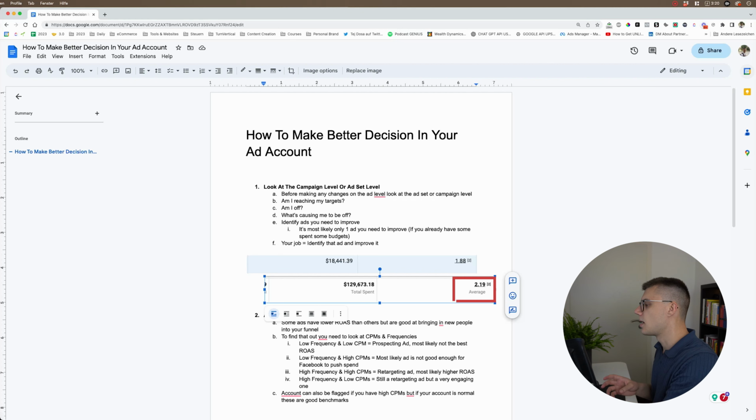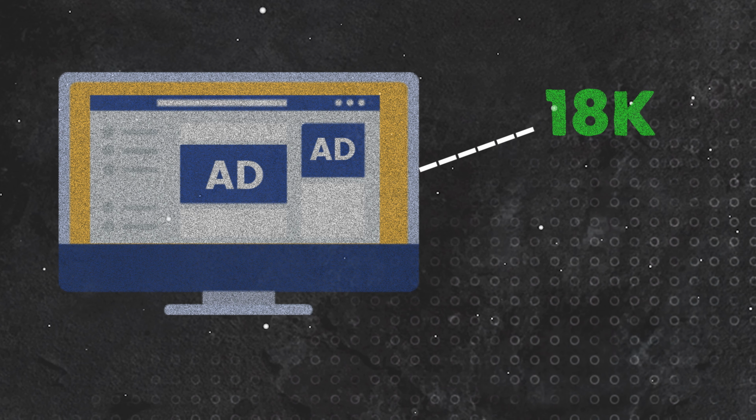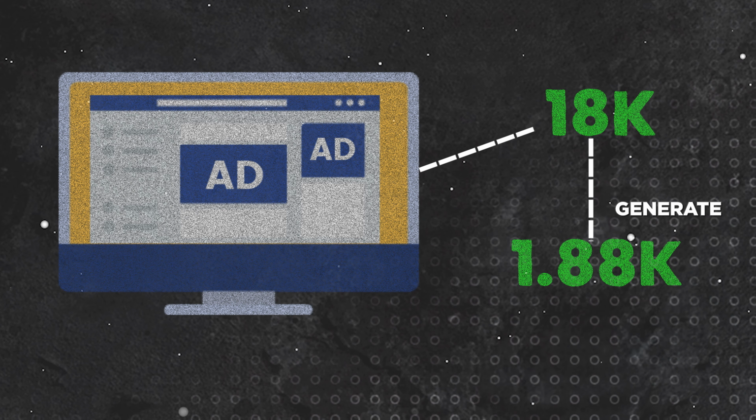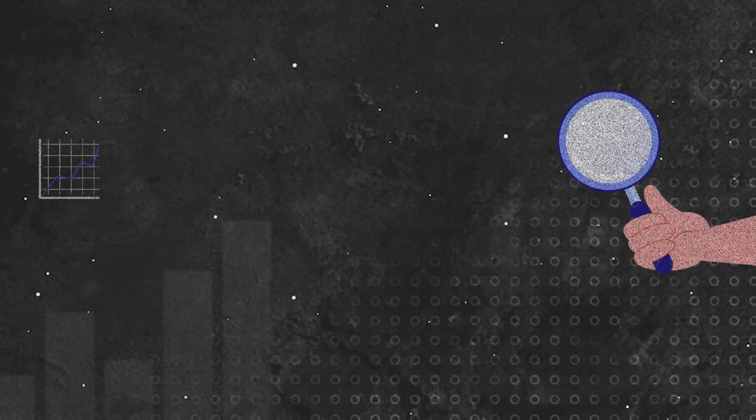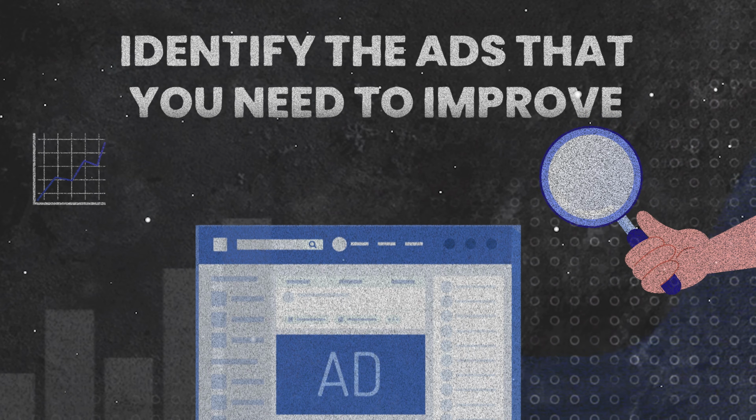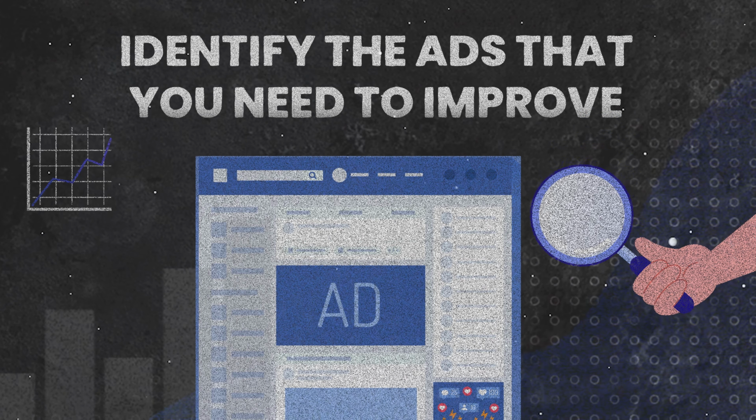So while this ad may not have gotten me above a 2.x ROAS, it still is better than a 0 ROAS, right? If this 18K would have gone to other ads, they may not have generated a 1.88 in total, right? So before you turn any ad off, even if this ad generated a ROAS below my target, it still contributed to the 2.19 overall ROAS. So start questioning yourself, if you're not reaching your target CPAs, what's causing me to be off, and identify the ads that you need to improve, because it's most likely only one ad that you need to improve.